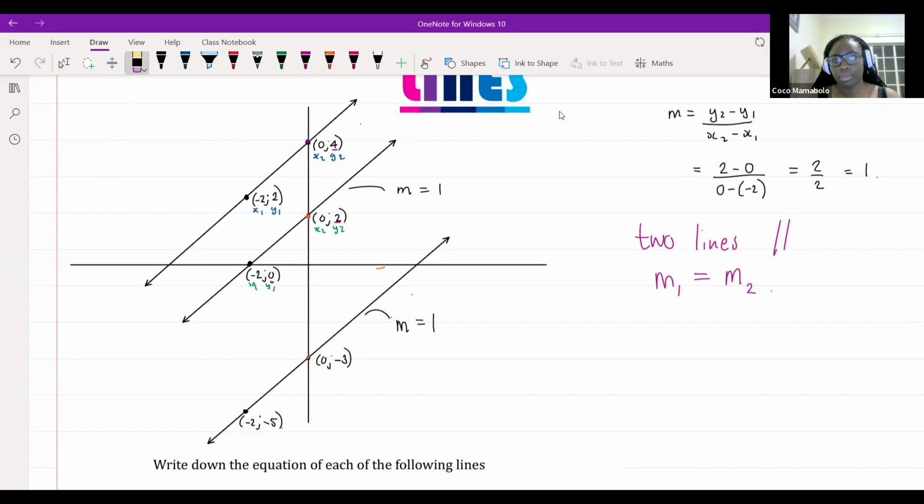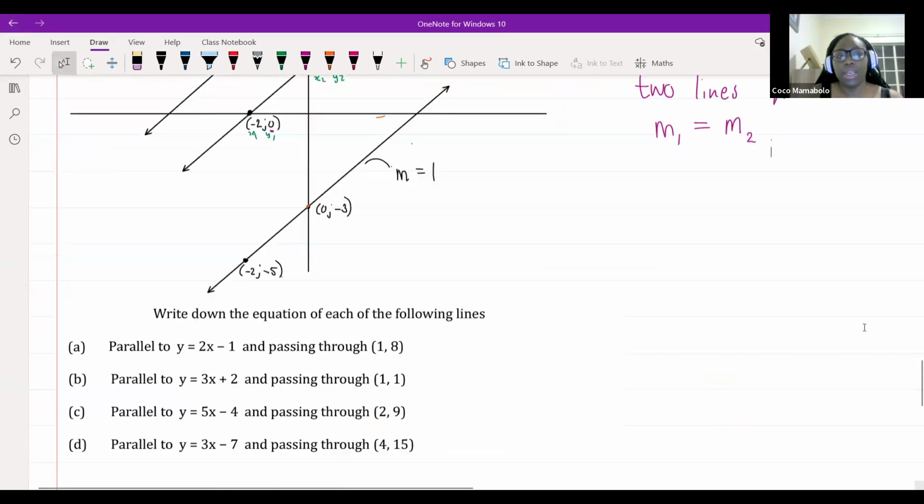Okay. So I want us to have a look at a question. Let's have a look at this question over here. It says, write down the equation of each of the following lines. Now they're saying that the line that we want is parallel to y is equal to 2x minus 1. They're saying that it's parallel to that line and it passes through the point (1; 8). Now, this is the equation of line 1. Now, if I have to think of line 2, what do I already know about line 2?